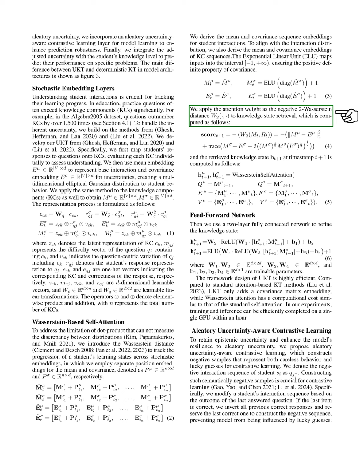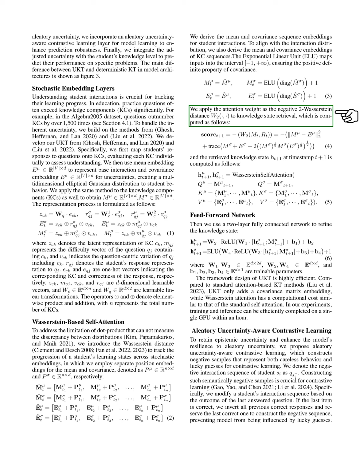Our UKT framework is efficient, adding only a covariance matrix embedding compared to standard attention-based methods, while maintaining a similar computational cost. Our experiments show that training and inference can be completed efficiently on a single GPU within an hour.